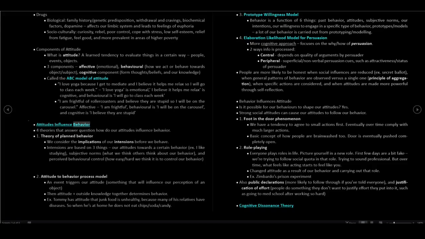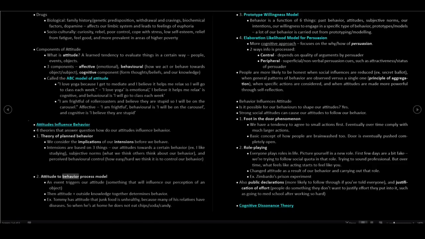Attitudes influence behavior. There are four theories that answer the question, how do our attitudes influence behavior? 1. Theory of planned behavior. We consider the implications of our intentions before we behave. Intentions are based on 3 things: our attitudes towards a certain behavior, X (I like studying), subjective norms, what we think others think about our behavior, and perceived behavioral control, how easy or hard we think it is to control our behavior.